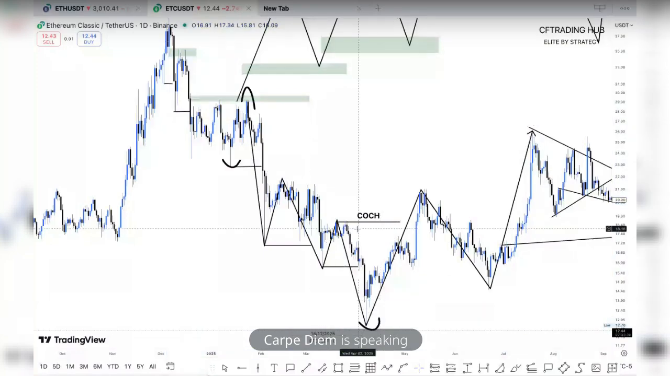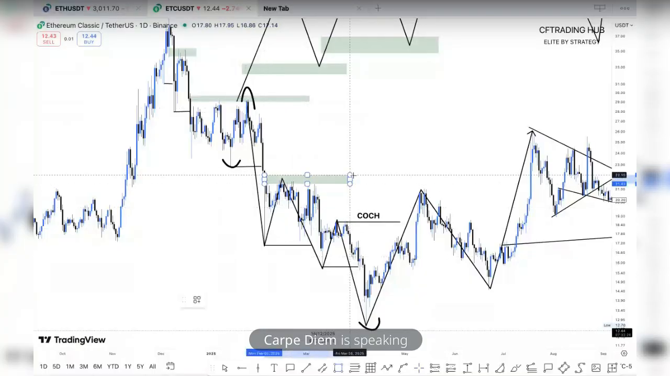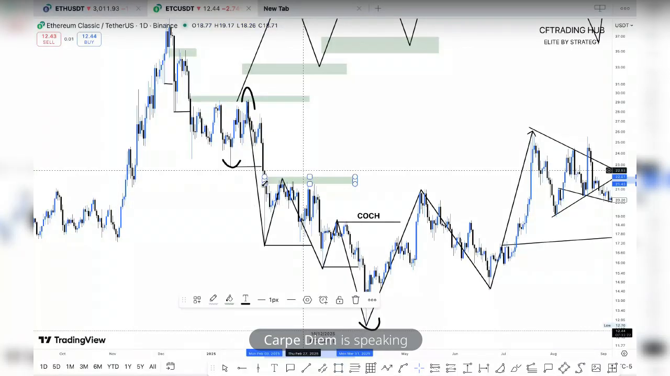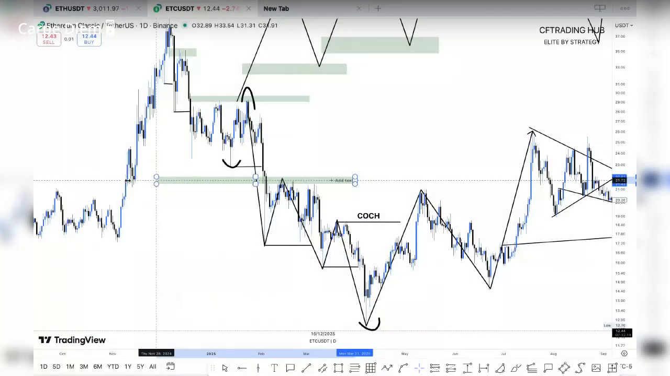So now, talking about supply and demand over here. After this supply block over here, we actually got a break of structure. Over here, there's actually a supply block too. Let me just mark it from here. This is a supply block over here. Yeah, that's another supply block over there.